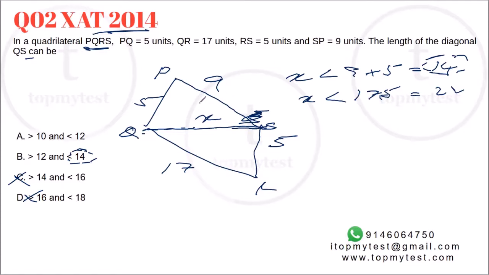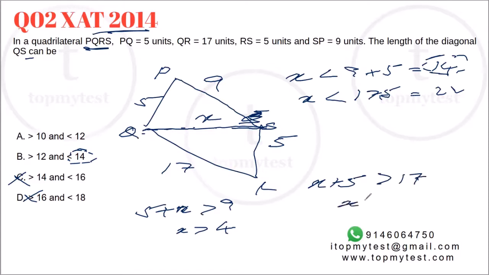So if you take this triangle, 5 plus X has to be greater than 9, which means X has to be greater than 4. Similarly, if you take QSR, X plus 5 has to be greater than 17, which means X has to be greater than 12. So the minimum value has to be at least 12, right?